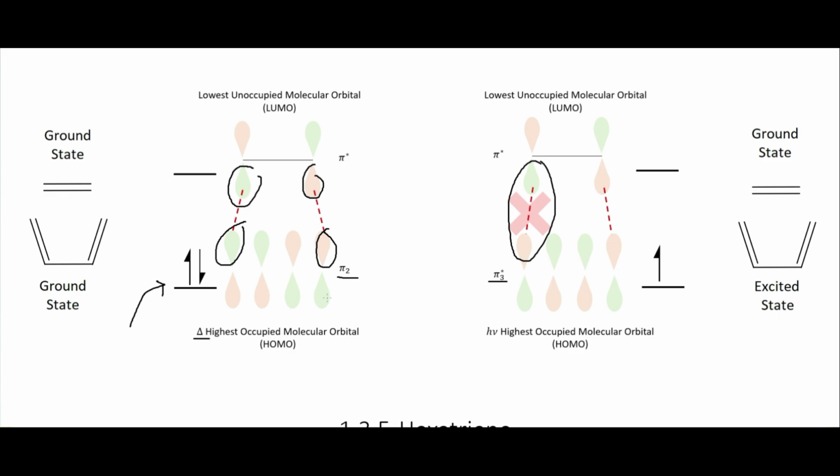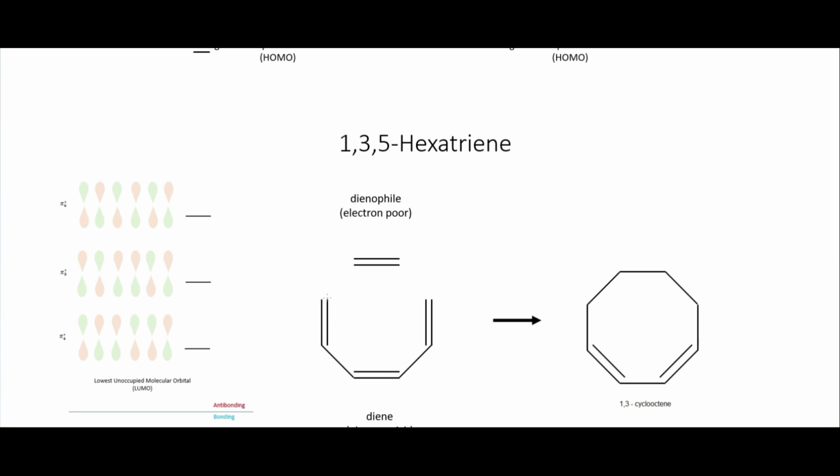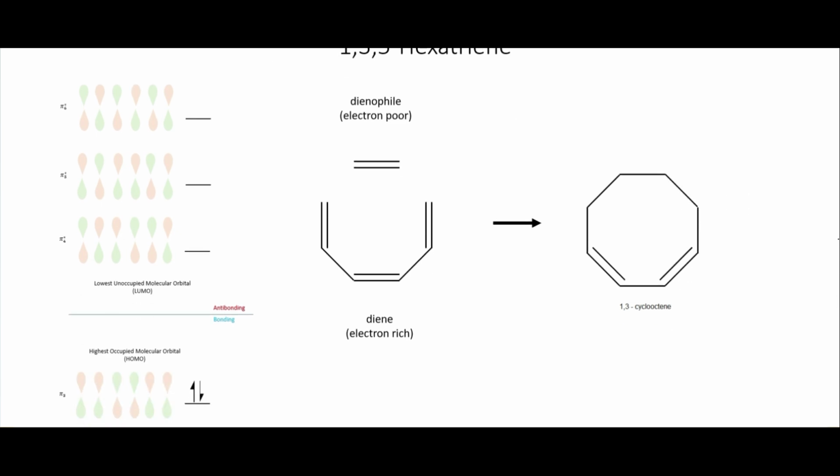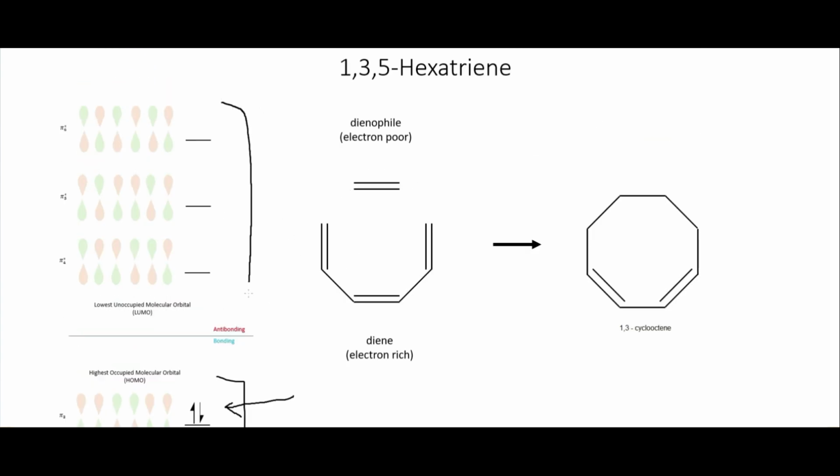But if we look at this using something like this 1,3,5 hexatriene, where now we have all these molecular orbitals. So now we have these as our filled molecular orbitals, where up here is our highest occupied molecular orbital, then up here is our unfilled anti-bonding molecular orbitals. What we end up seeing if we are trying to do this reaction is we bring in our dienophile here, which is just this ethene, then our diene, which is this 1,3,5 hexatriene. We are going to react those, and we end up with this 1,3 cyclooctene right here.